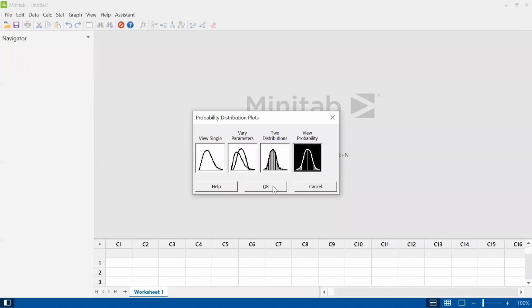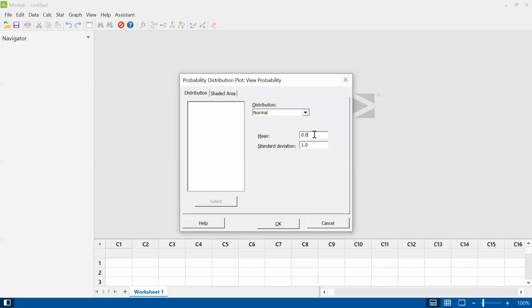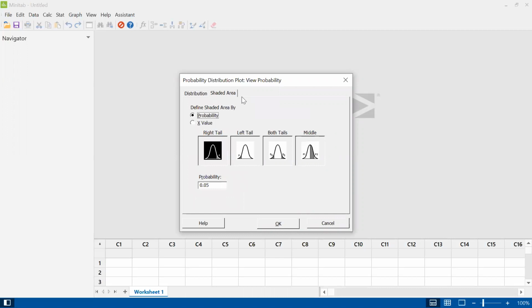And we were choosing View Probability. We have to put in our mean and standard deviation. So our mean was 1.03 kilograms for our first factory, and the standard deviation was 0.014. Flip over to the Shaded Area tab, click the shaded area tab. And I wanted to know the proportion that were underweight.